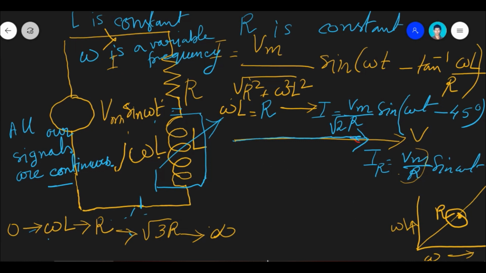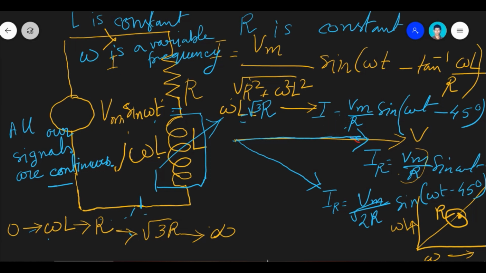Let me use a different color to make you understand. So if you proceed, this value of IR represents Vm by root 2 R sin(omega t minus 45 degrees). Now you can take another value, omega L equal to root 3 R. Then for omega L equal to root 3 R you will have 2 R here, and minus 60 degrees.